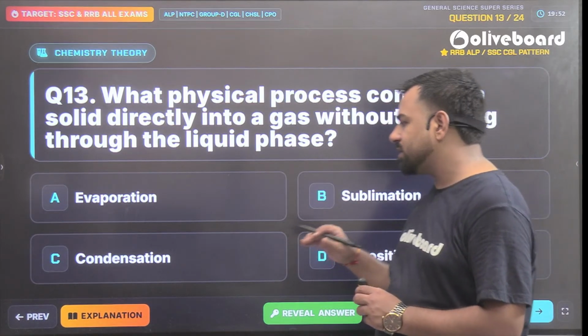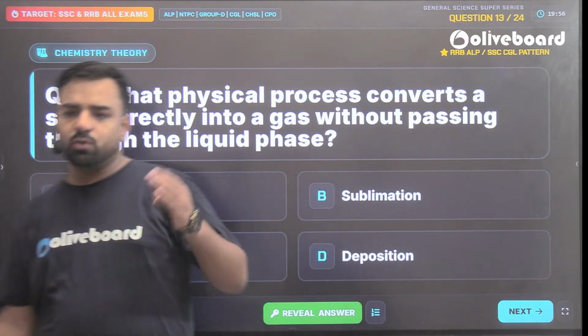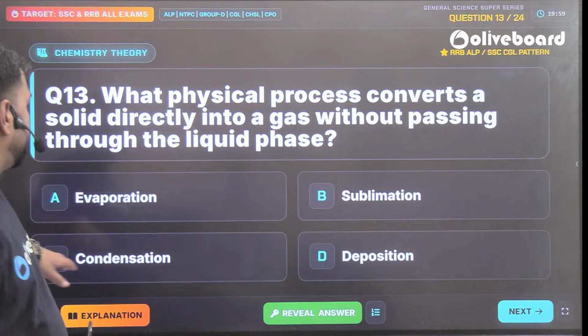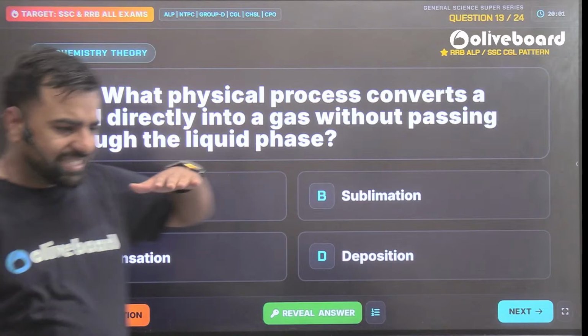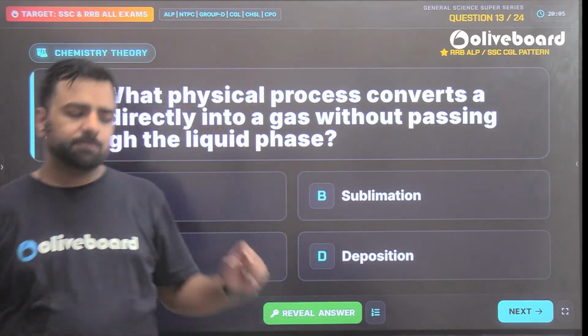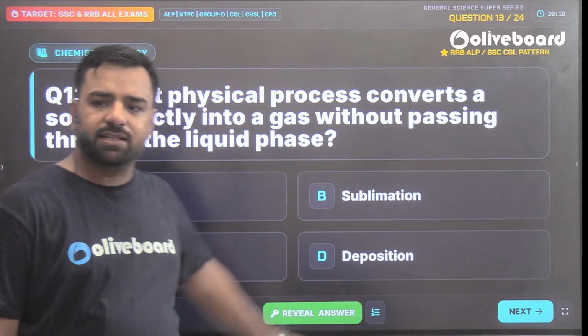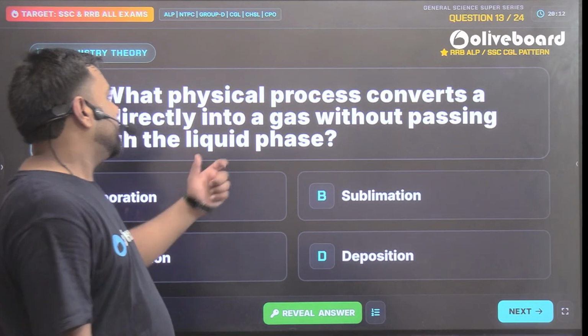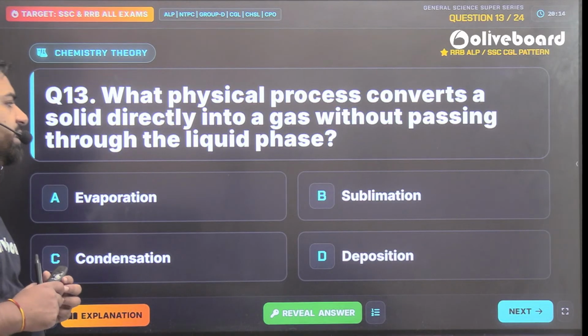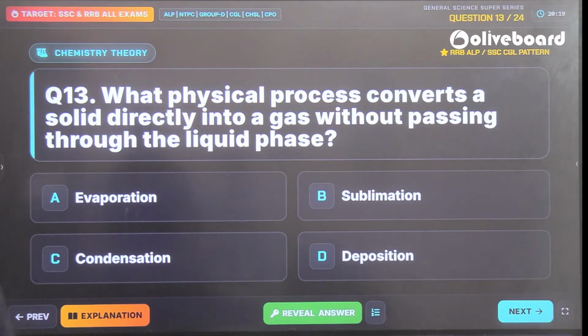So is it evaporation, condensation, sublimation, or deposition? In the case of evaporation, liquid converts into the gaseous phase, right? In condensation, gas converts into the liquid. But if a solid is directly converting into the gas, that's sublimation, and naphthalene balls are the perfect example of sublimation, right? So all the candidates who are going with sublimation, you all are correct.